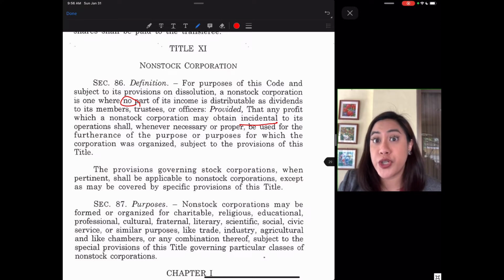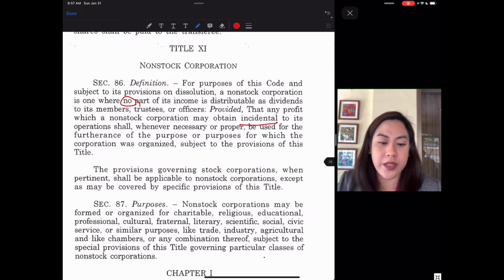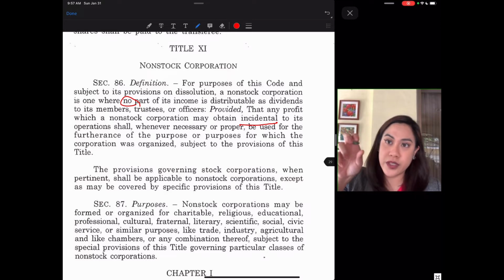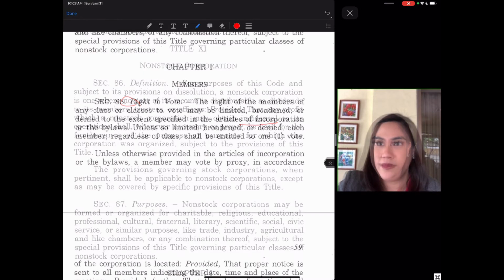How about conversion? Let's just move ahead a bit. A non-stock non-profit corporation cannot be converted to a stock corporation because the amendment would be inconsistent with its nature under Sections 86 and 87. So what would need to be done if a non-stock corporation wants to be converted to a stock? First, it must dissolve and then it must incorporate into a stock. So it cannot be by mere amendment.